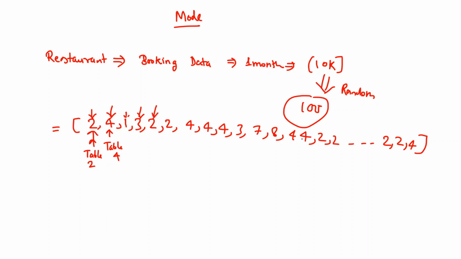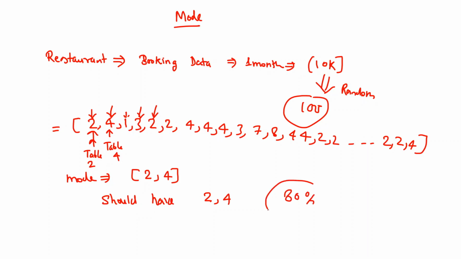So this is the type of data we have, and we want to know what would be the best seating arrangement for my restaurant. So we can check the mode. We can see that 2 and 4 are occurring most of the time. So what is the mode? We can see that it is 2 and 4. So we can clearly say that my restaurant should have seating tables for 2 and 4 persons. So we can say that we can have 80% of our seating arrangement for 2 and 4 people.